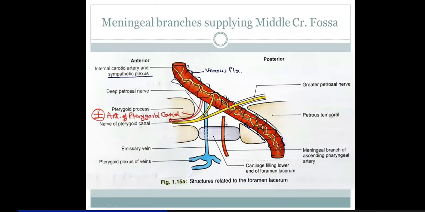Then what else you will find here, as I told you, there is cartilage, of course, filling up the gap in the foramen lacerum. Then the meningeal branch from the ascending pharyngeal artery enters the foramen lacerum. This supplies blood to the middle cranial fossa.